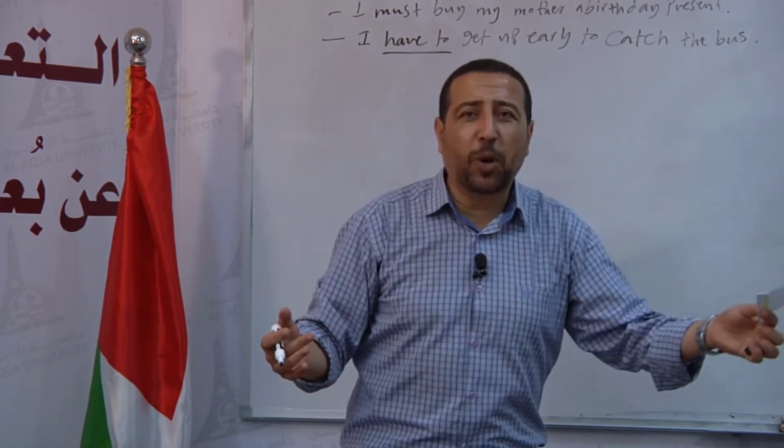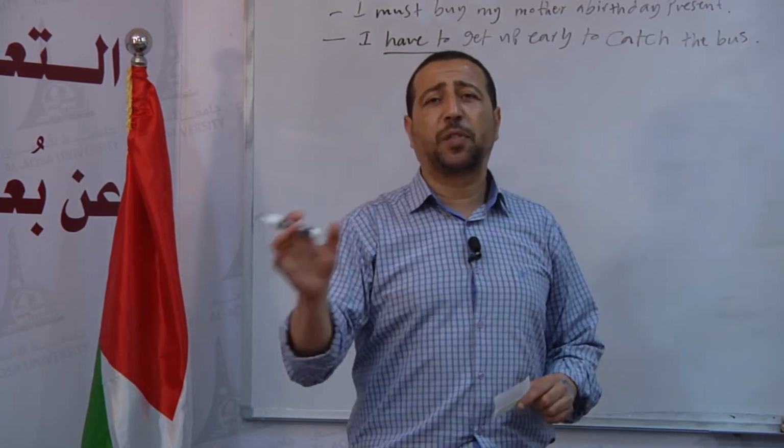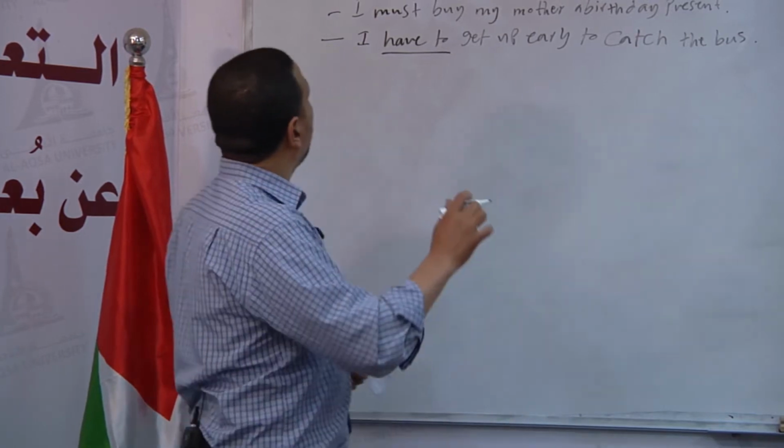He will be dismissed from work. He will blah, blah, blah. So the type of obligation is different in both cases. This is done for have to and must.